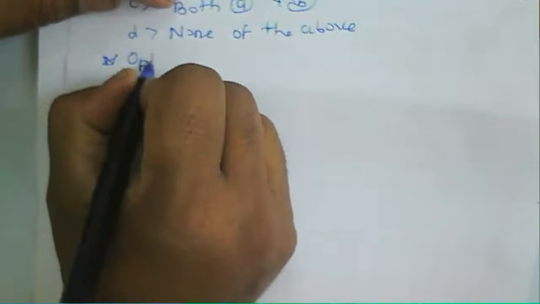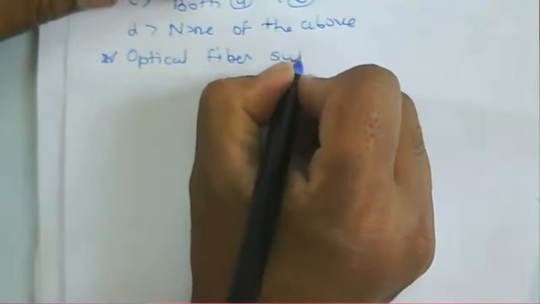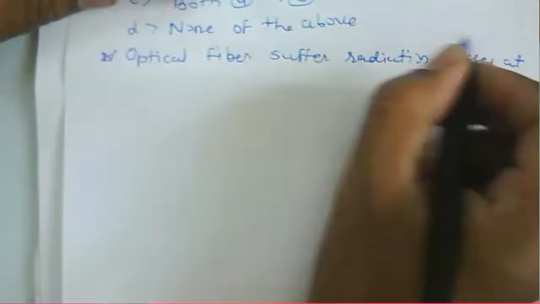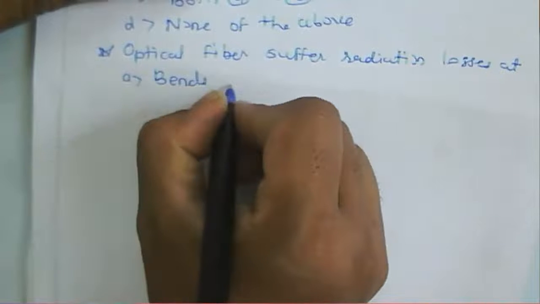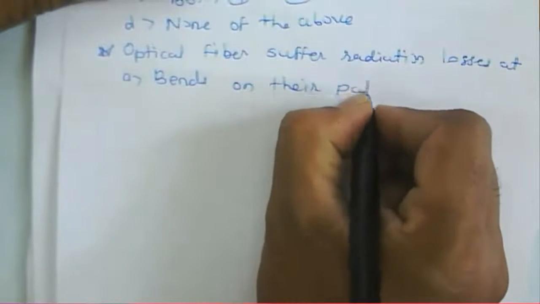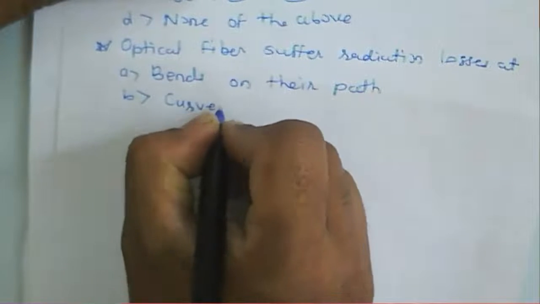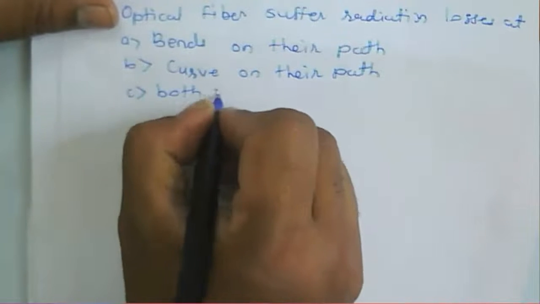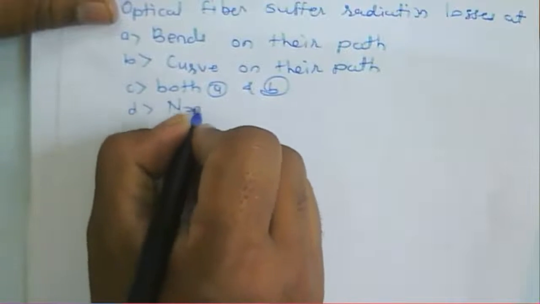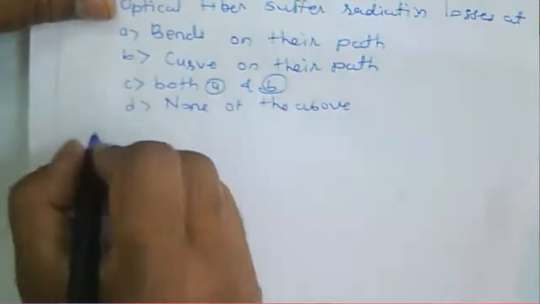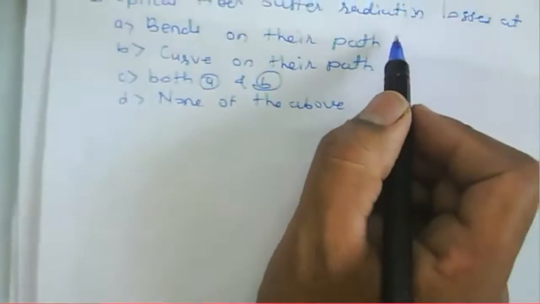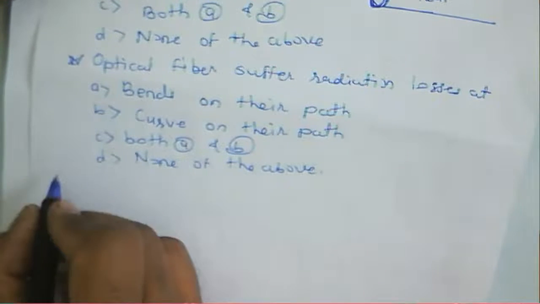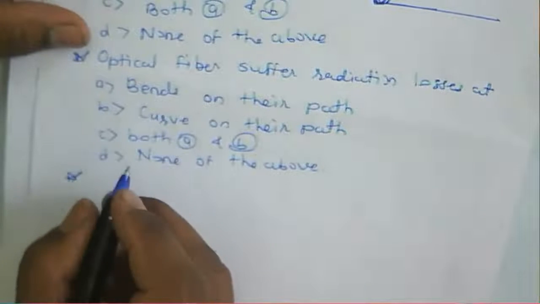Next question. Optical fiber suffers radiation losses at A, bends on their path, B, curve on their path, C, both A and B, and D, none of the above. Answer for this. Optical fiber suffers radiation losses when we have bends on their path or curve on their path, or both A and B, or none of the above. That is about the radiation losses.